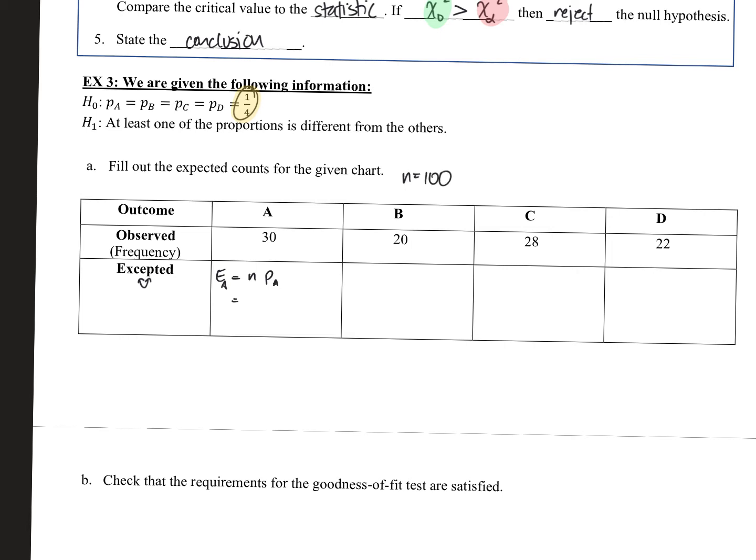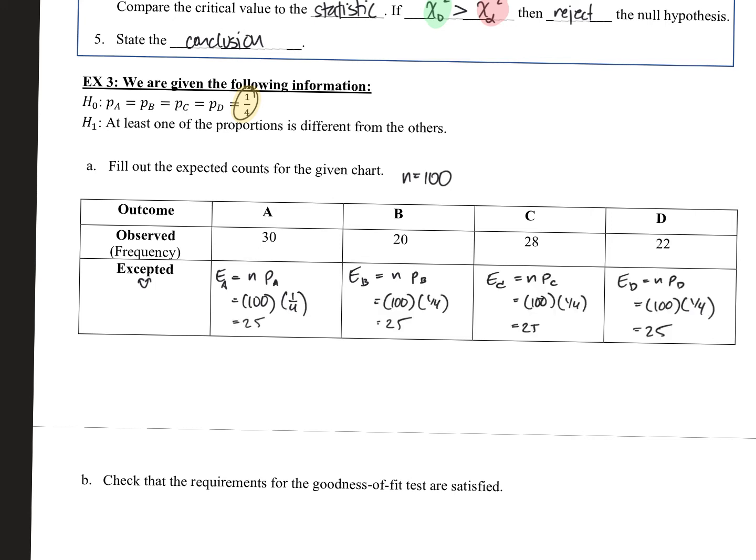Okay, so we have n is 100, so this will be 100 times, and we're not going to be using the frequency. Remember, we're using the probability from the null hypothesis because we're assuming the null hypothesis is true, and that probability is a fourth. Let's go ahead and set it up for all the other ones. E_C, I'll go ahead and pause the video and set these up. Alright, so the expected values, if the probability is the same for all of these, should end up all being the same, right? Because we're expecting the proportion to be a fourth for all of them.